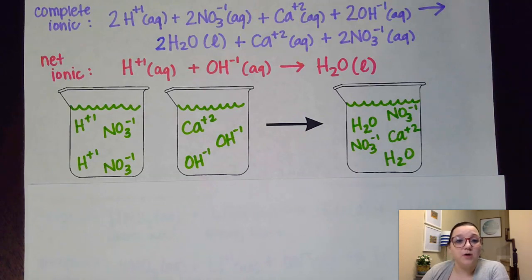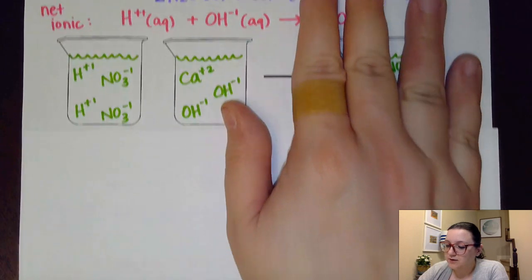By the way, this is what we call an acid-base neutralization. Anytime I react an acid with a base and I end up creating neutral water, we call that process an acid-base neutralization. All right, I've got one last one down here for you.